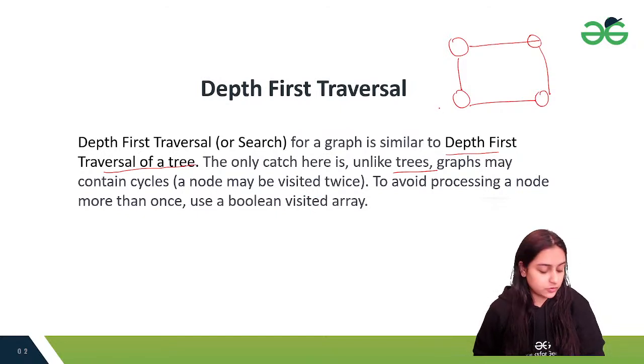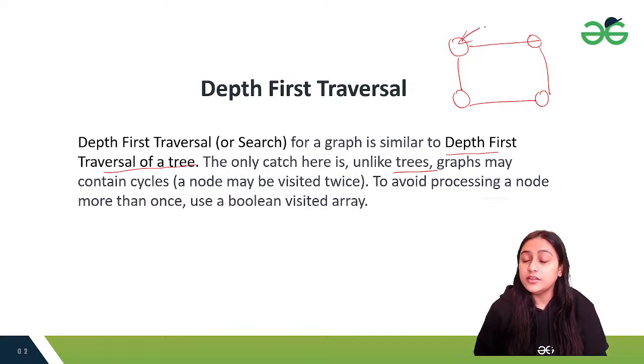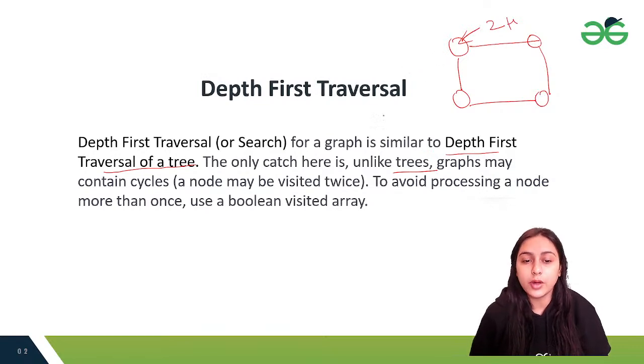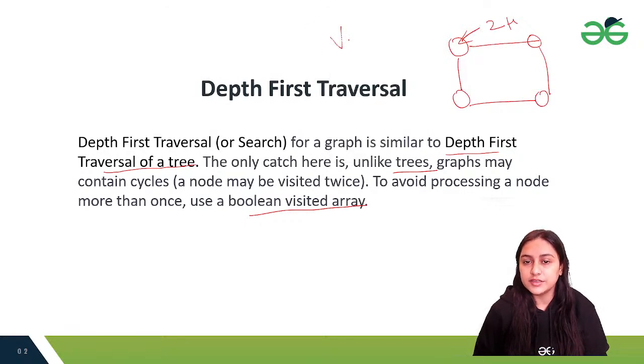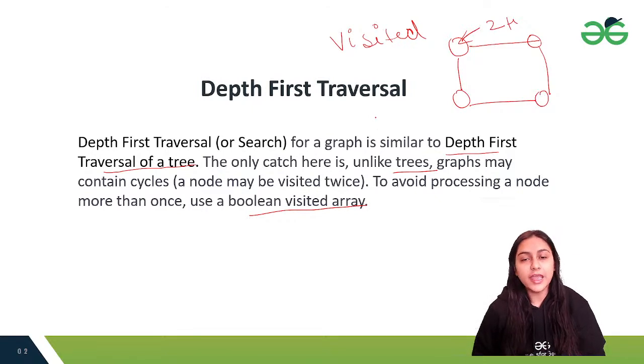Graphs may contain cycles, so a node may be visited twice. Because a graph has a cycle, any node can be traversed twice. To avoid processing a node more than once, we use a boolean visited array, where every node that we visit, we mark as visited. That's how we prevent processing any node two times.